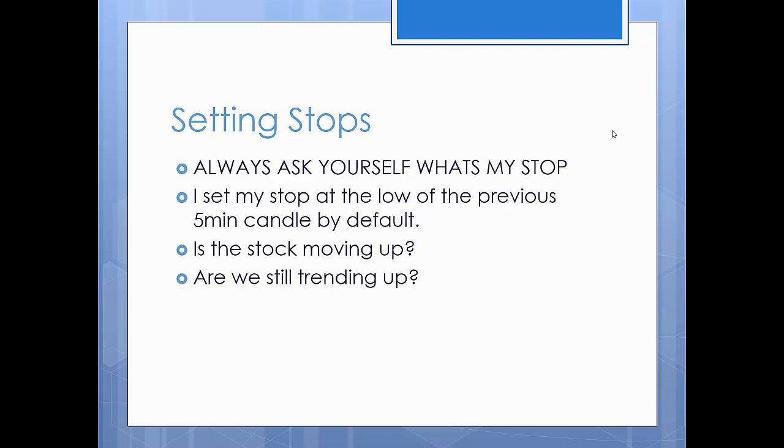Okay, so I set my stop by default at the low of the last 5-minute candle. For me, that's a way of just saying, is the stock still moving up? Are we still trending up?